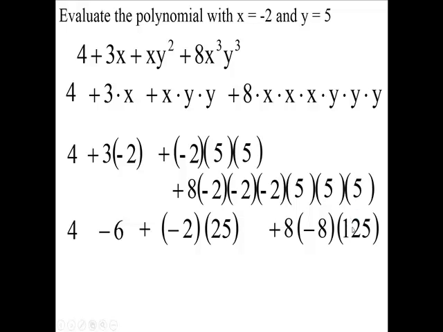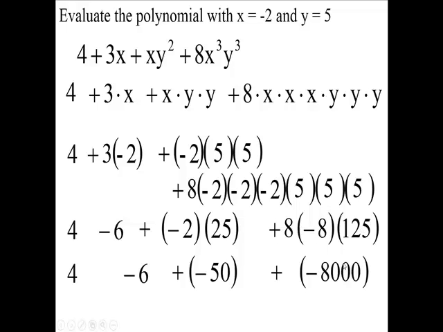So this is going to be a pretty big number over here, isn't it? We're going to have 4 minus 6. This is -50. And when you take 8 times 8 is 64 times 125, you're going to get 8,000.